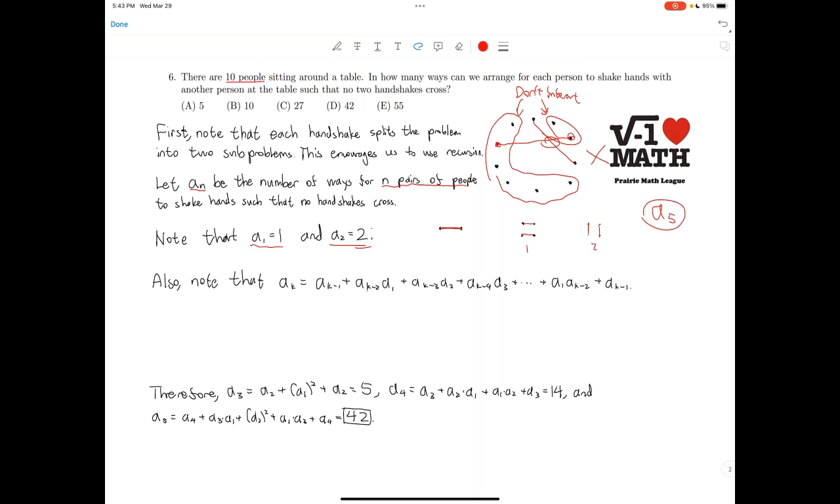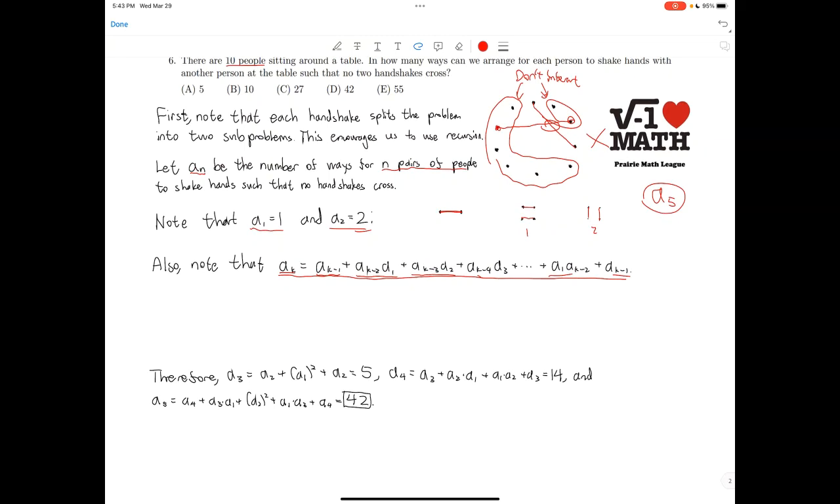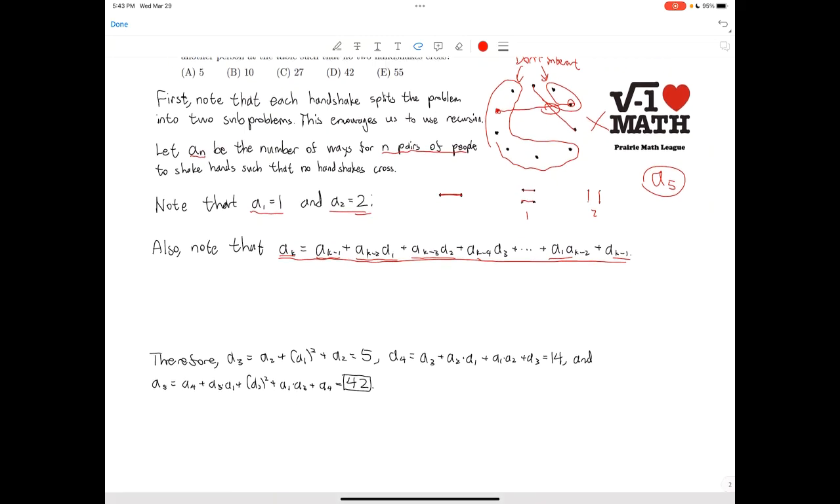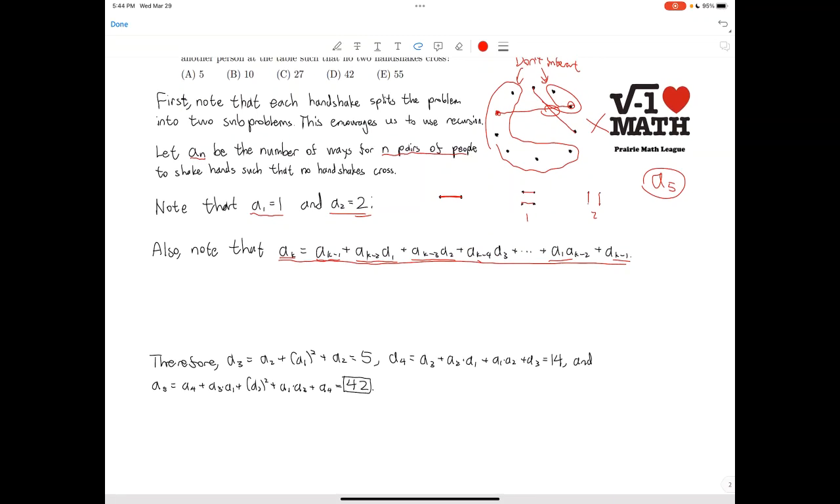Also, we find something along the lines of a recursive identity. In this case, a sub k is equal to a sub k minus 1 plus a sub k minus 2 times a sub 1 plus a sub k minus 3 times a sub 2, etc., all the way to a sub k minus 1. Now, to see why this is true, we're not going to prove it rigorously here, but imagine that you have a bunch of points, so many points that I'm not going to draw them all.